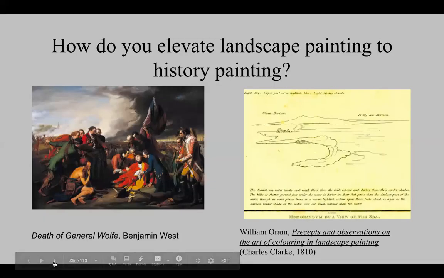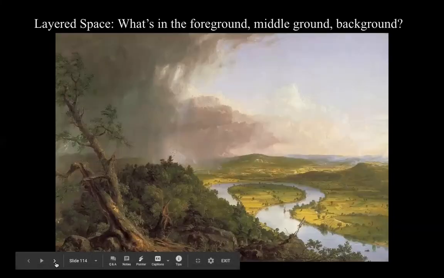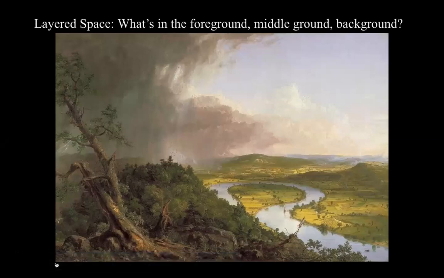And so Cole was studying up on a writer named Orem. And he was trying to show people that if you did X, Y, and Z, you could elevate landscape to the status of history painting. So he said, if you organize the composition this way, if you use the colors this way, you're going to be able to bring dignity and honor to landscape painting. So what Cole did is he layered the space to give dignity and honor to this landscape.